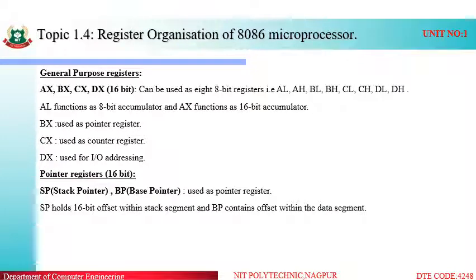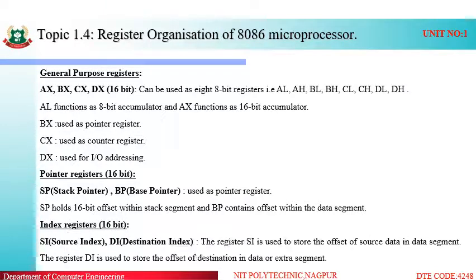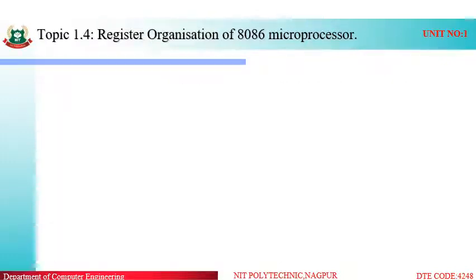Next are pointer registers. Two pointer registers are present, stack pointer and base pointer. Stack pointer holds the 16-bit address of the stack segment and the base pointer holds the 16-bit address of our data segment. Next are index registers, source index and destination index. These registers are basically used when we perform any string related operation. So the source index of the string is stored in the SI register and the index of the destination string is stored in the DI register. It is used in combination with the data or extra segment.